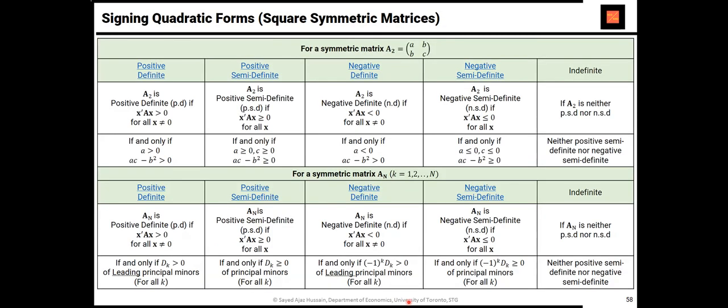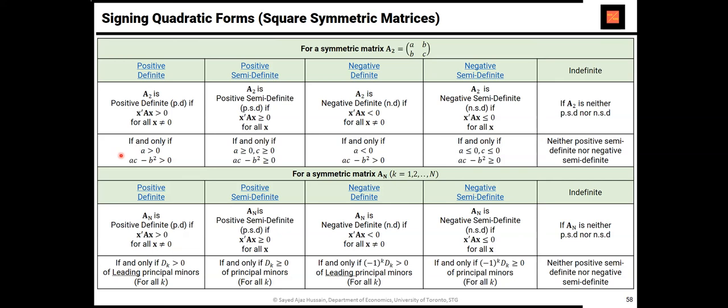And we can now summarize this by this table. I would spend some time getting to know this table. I've taken the 2 by 2 example in the previous slide, and again, I remind you of the definitions of PD, PSD, ND, NSD. These are the 2 by 2 conditions, and now I've related them to the principal minors and so forth.